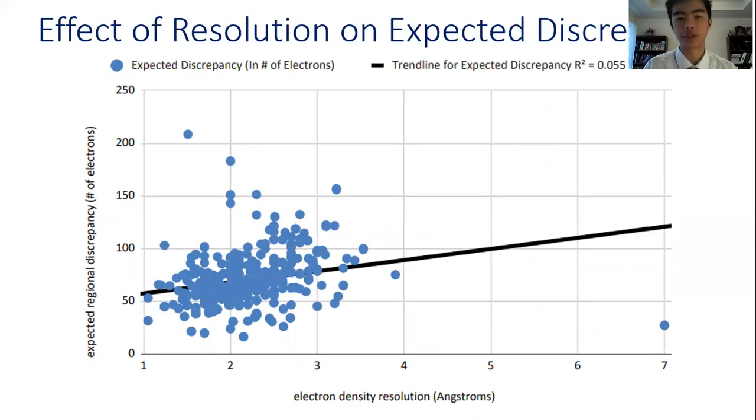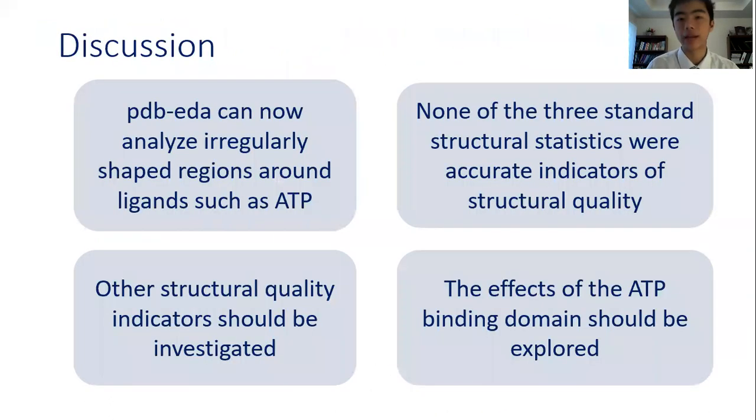Now, the big question, what do these results all mean for the field of structural biology going forward? Well, the first thing is that since PDB-EDA has now been expanded to analyze not just small spherical regions, but also more complex regions around more complex ligands, this is very significant because now PDB-EDA is much more versatile and can be used for many more studies.